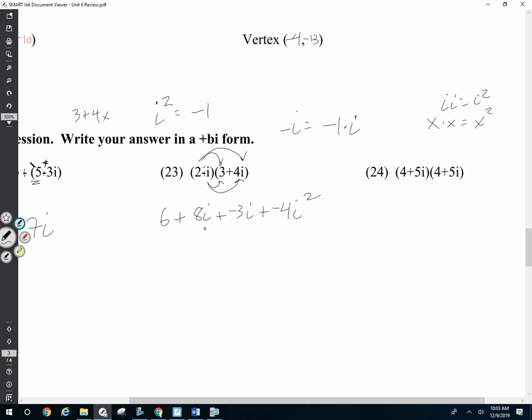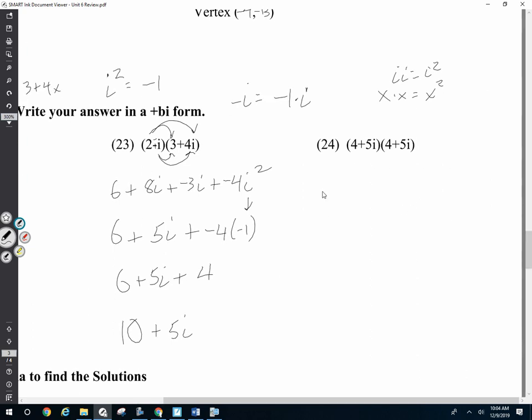The 8i and the negative 3i can combine to be 5i. But i squared is negative 1. So this turns into negative 4 times negative 1. And all of a sudden, I can simplify more because negative 4 times negative 1 is positive 4. And then I have more like terms to add together. So I get positive 10 plus 5i. If we did not get this right, we should do it over and over again until we really understand and we really can do it.